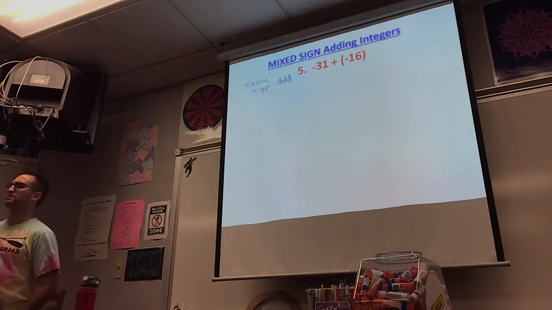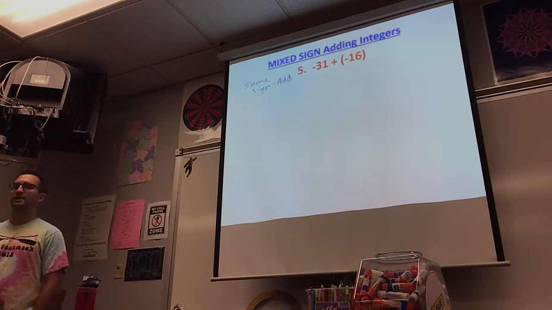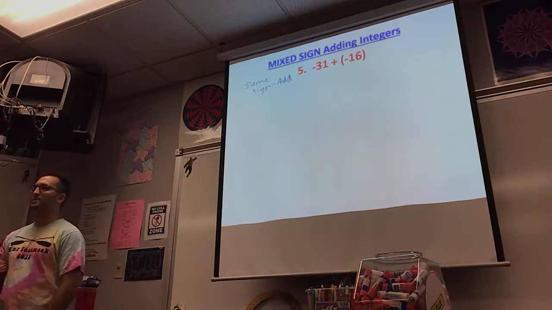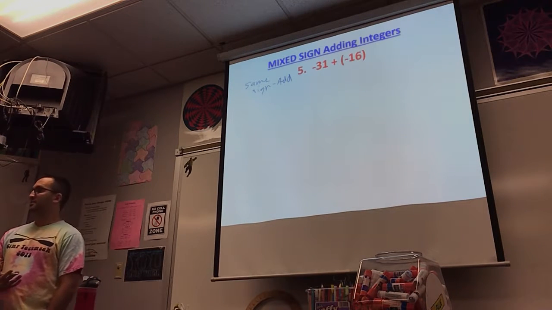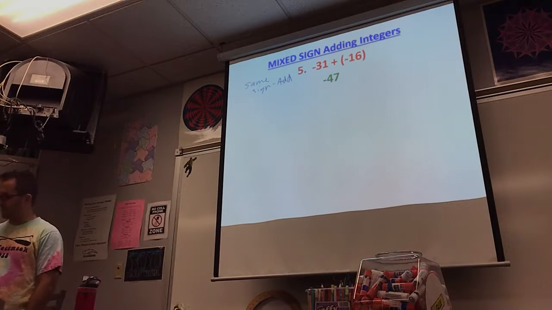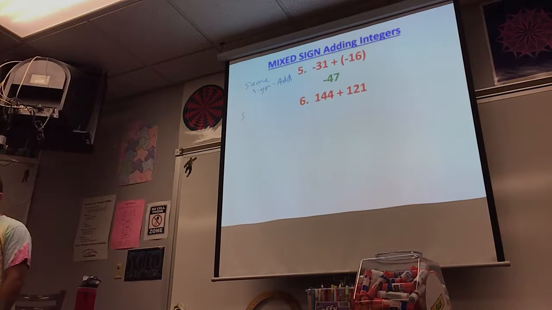What do we do with different signs? Subtract, and keep the sign of the bigger one so we can be exact. What about same sign? Add. We add and we get 47. Keep the sign of the bigger one? Well, they're both negative, so the sign would be negative. All right, let's do another one. Same or different? Same. What's our sign?